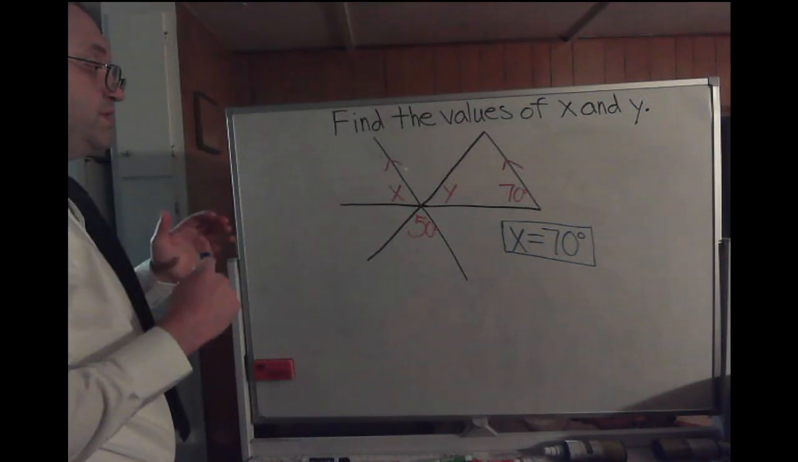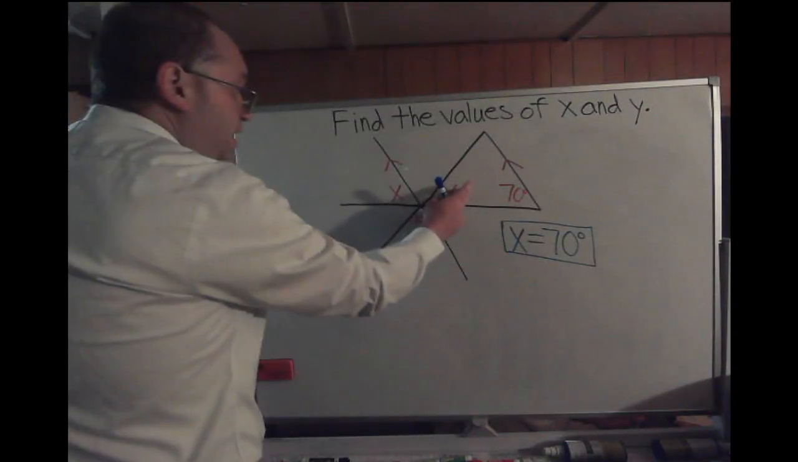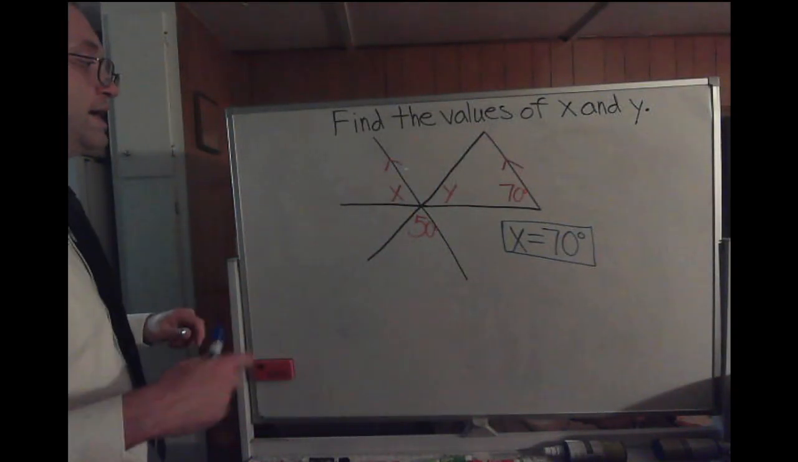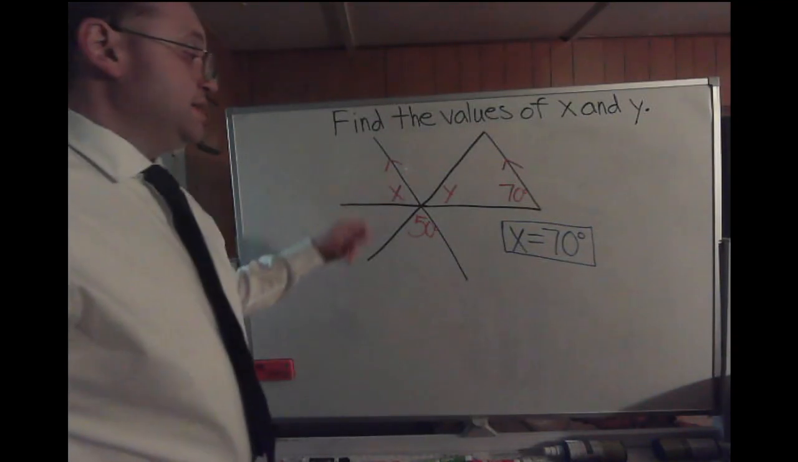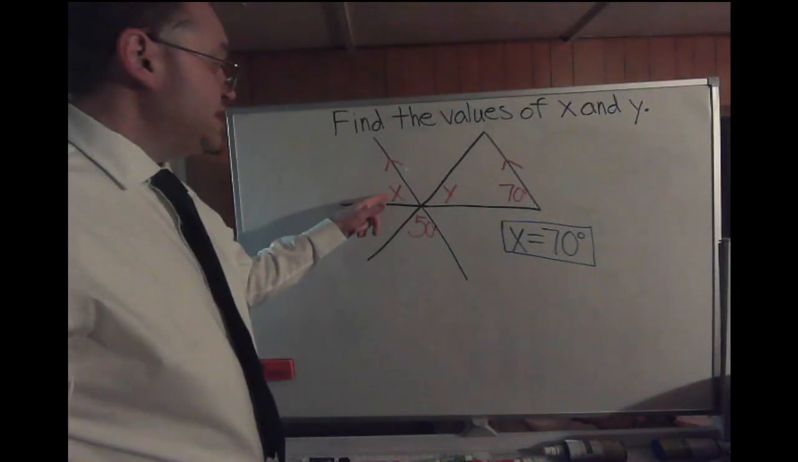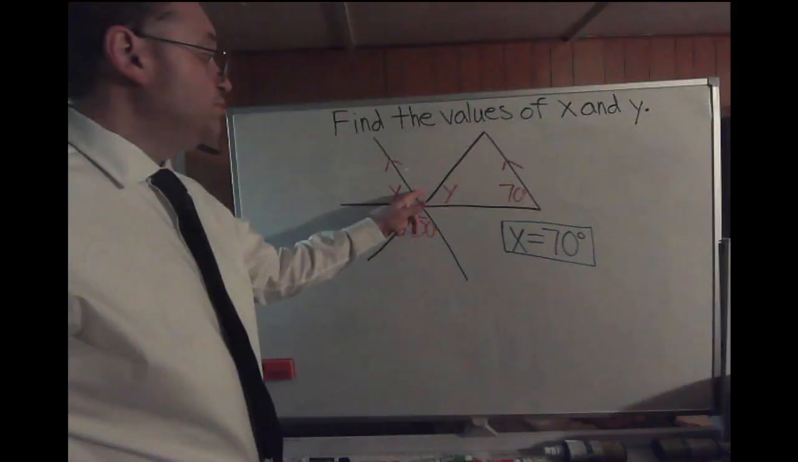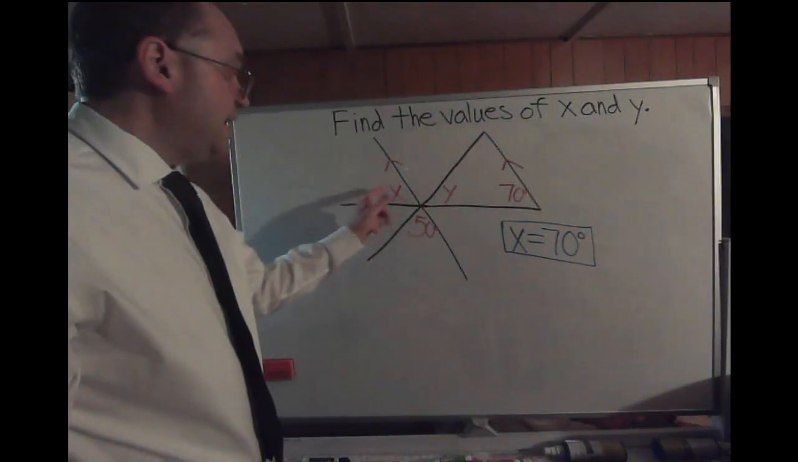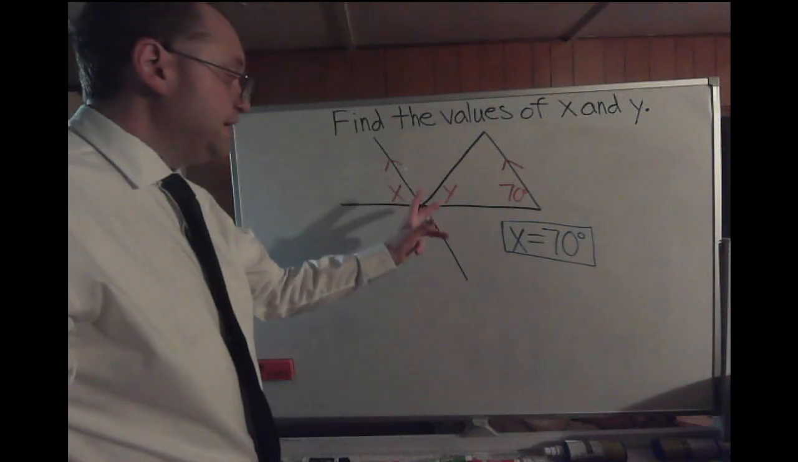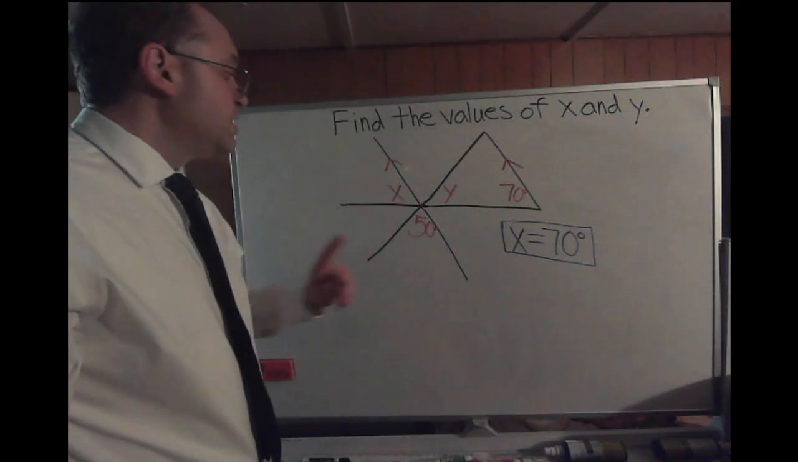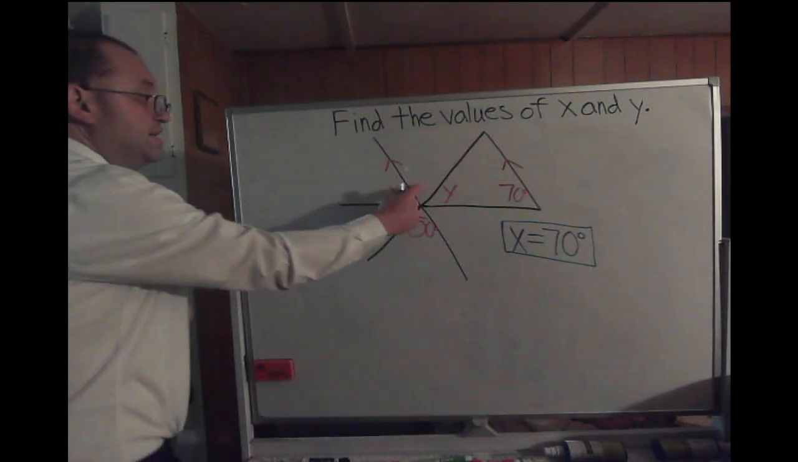Now here's another thing though. We still have to find y. Well, let's look at this. If we take x, which is 70, plus this missing angle, plus y, we should add up to 180, right? All three of these angles would equal the line. If you put them together, you add them together. However, that's a missing angle.